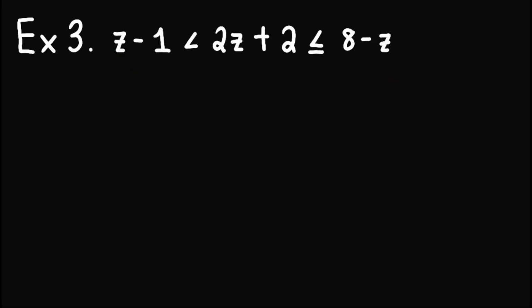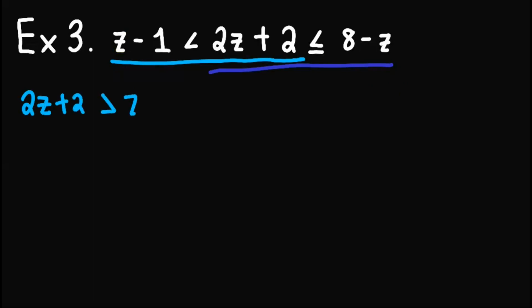So what we do instead is we split this inequality into two. So this will be the first, and this inequality will be the second. So by writing that down, we'll have here 2z plus 2 is greater than z minus 1, and 2z plus 2 is less than or equal to 8 minus z. So there we split the two parts of the inequality, and we solve these two.